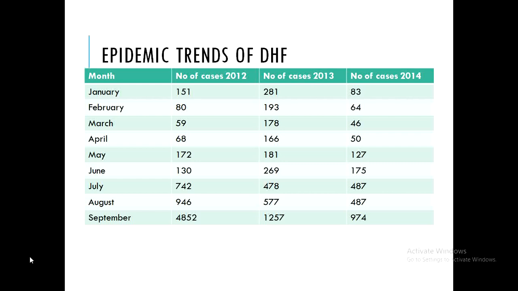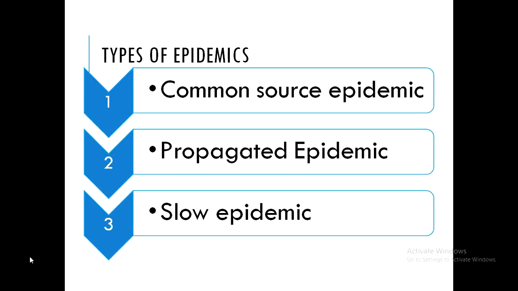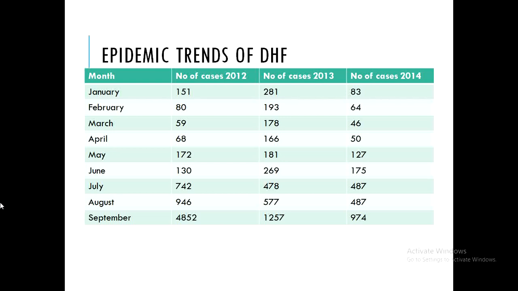Moving forward, the types of epidemics. As you can see, the total number of cases in the community were almost at a certain point in time showing a similar pattern. But in July and August, we expect the number of cases to be higher than the normal expected frequency. So in July and August, we will label it as an epidemic of dengue hemorrhagic fever, in which the number of cases is more than expected.